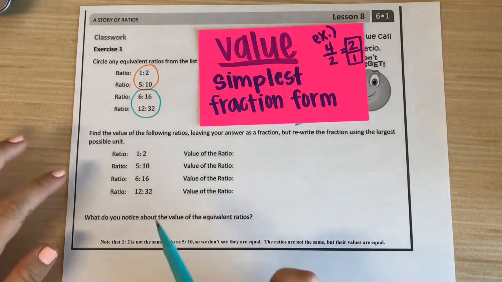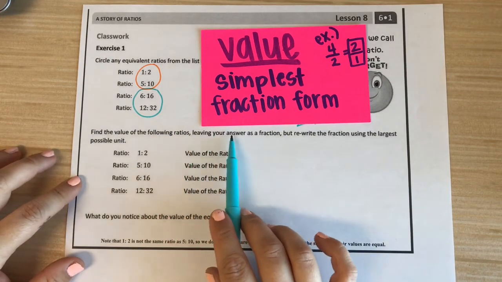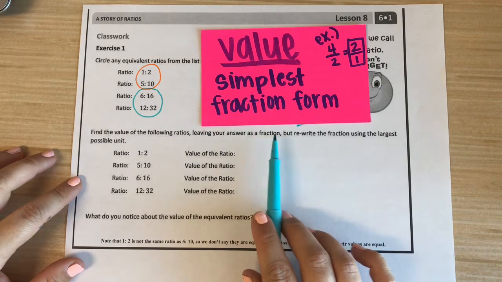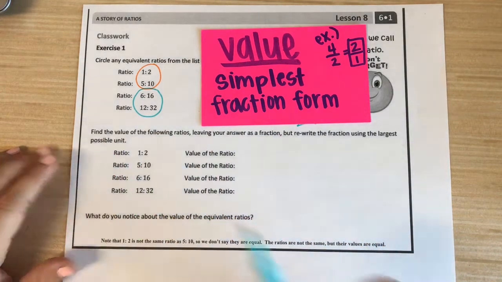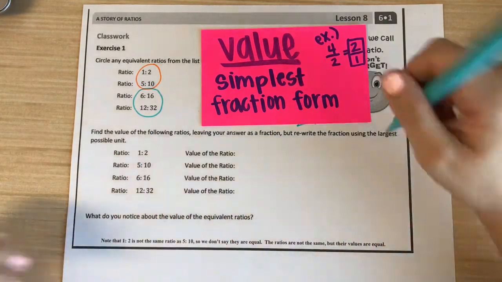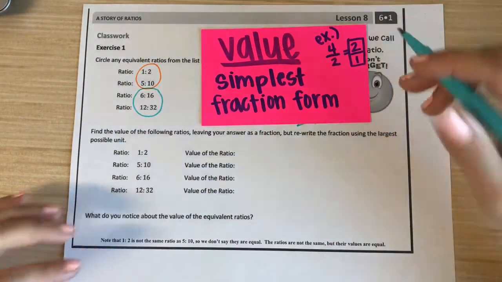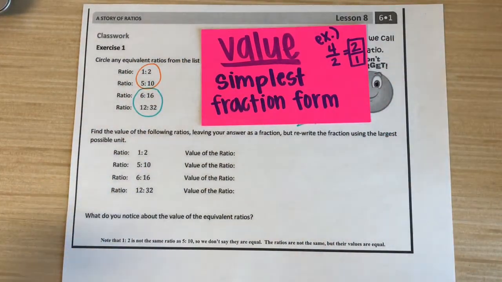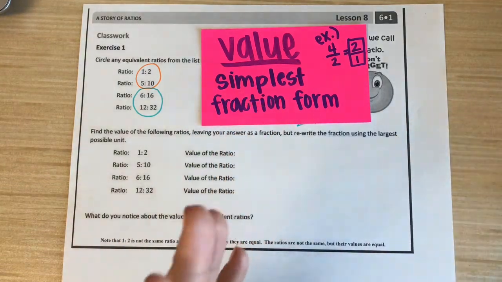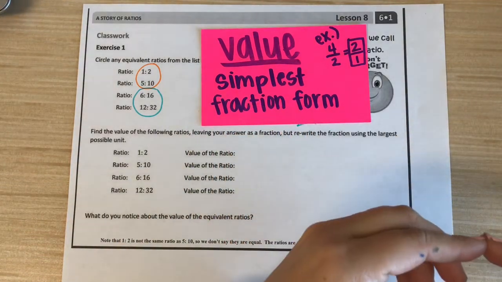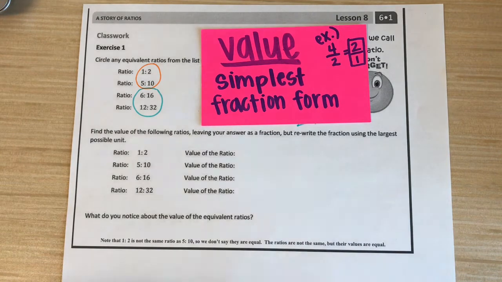All right, so it says find the value of the following ratios, leaving your answer as a fraction, but rewrite the fraction using the largest possible unit. Largest possible unit means like in fractions, the number on the bottom is going to be smaller, like 1/2 is a larger unit than 1/4. Okay, so that's what it means. Reduce it to its simplest form.